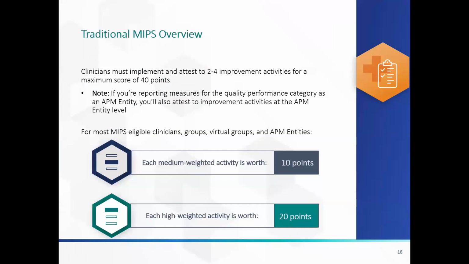Next, we're going to talk about participation and how to participate in the improvement activities performance category. Clinicians must implement and attest approximately 2 to 4 improvement activities for a maximum score of 40 points. So note, if you're reporting measures for the quality performance category as an APM entity, you'll also attest to improvement activities at the APM entity level. For most MIPS eligible clinicians, groups, virtual groups, and APM entities, each medium weighted activity is worth 10 points. Each high weighted activity is worth 20 points. Next slide, please.